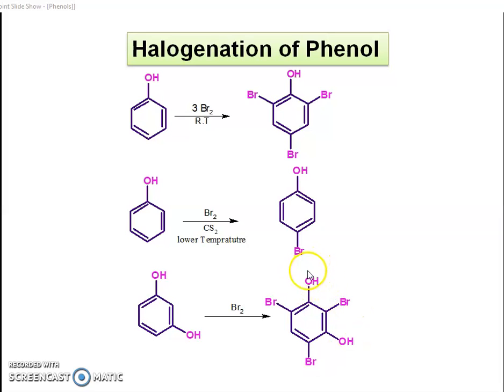With respect to this OH group, this bromine is at the ortho position, this bromine is also ortho, and this bromine is at the para position. If we consider the other OH group, then with respect to it this is ortho bromine, this is ortho bromine, and this is para bromine. So these are two electron donating groups, and bromination can take place at these positions to give the final product.